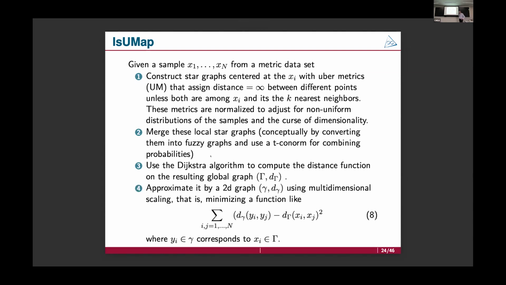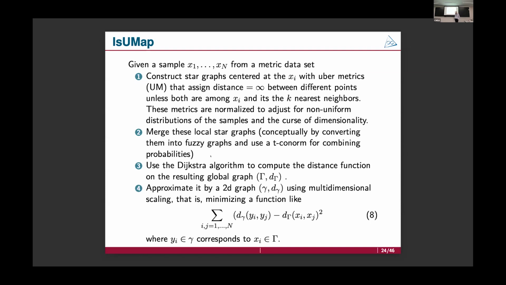And then now one approximates it by a 2D graph. So there are schemes for doing that. We have chosen multidimensional scaling as in the original ISOMAP algorithm. So we just try to construct a two-dimensional graph so that the distances match as well as possible. Now, UMAP used a different scheme. They try to minimize some Kullback-Leibler distance there, but according to our experiments, this one works better. It's called multidimensional scaling in the literature. And there are also variants there. You can modify the loss function here.